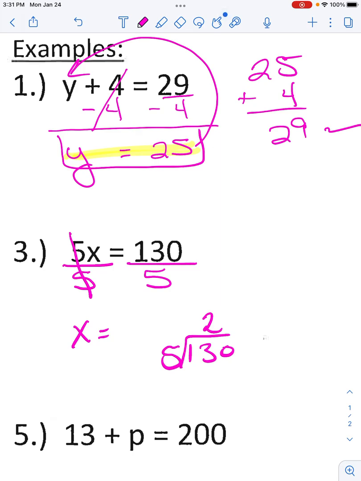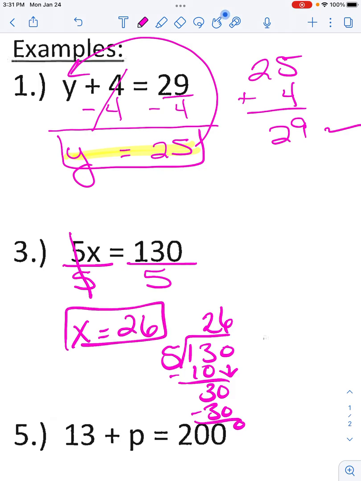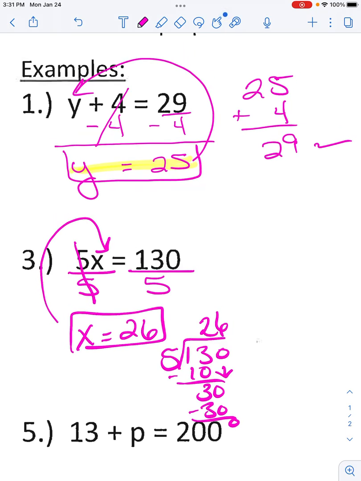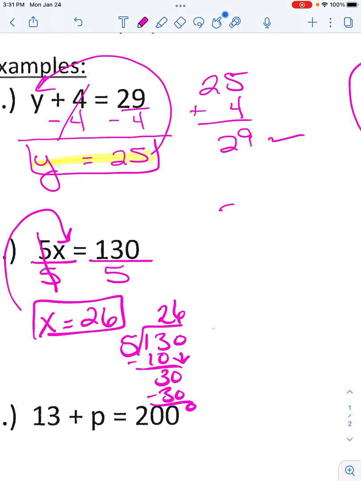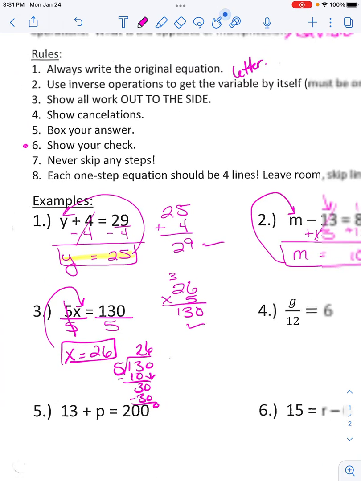We're always going to show our work. So we're going to get x is 26. We'll box that answer. And then we're going to put 26 back in for x. We know a number next to a letter means multiplication. So we're going to do 26 times 5. And we do get 130. It checks out.